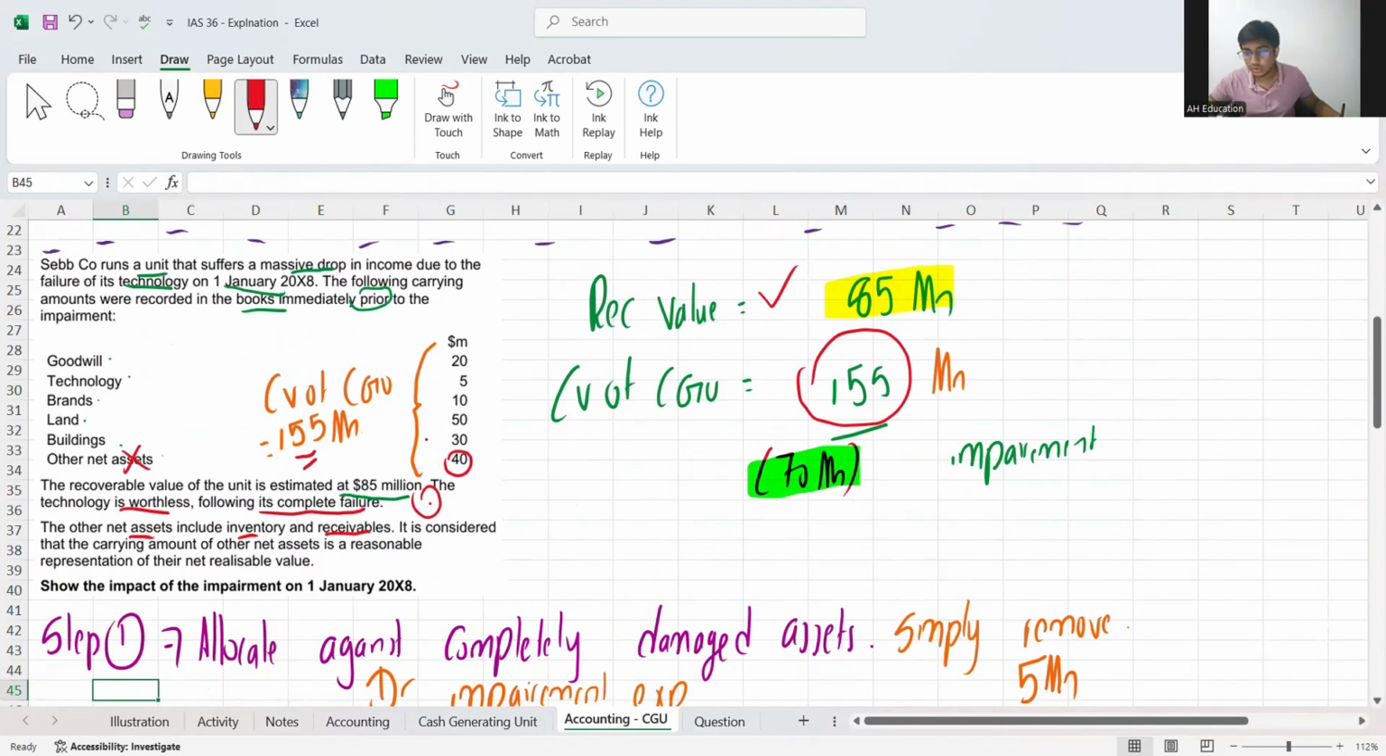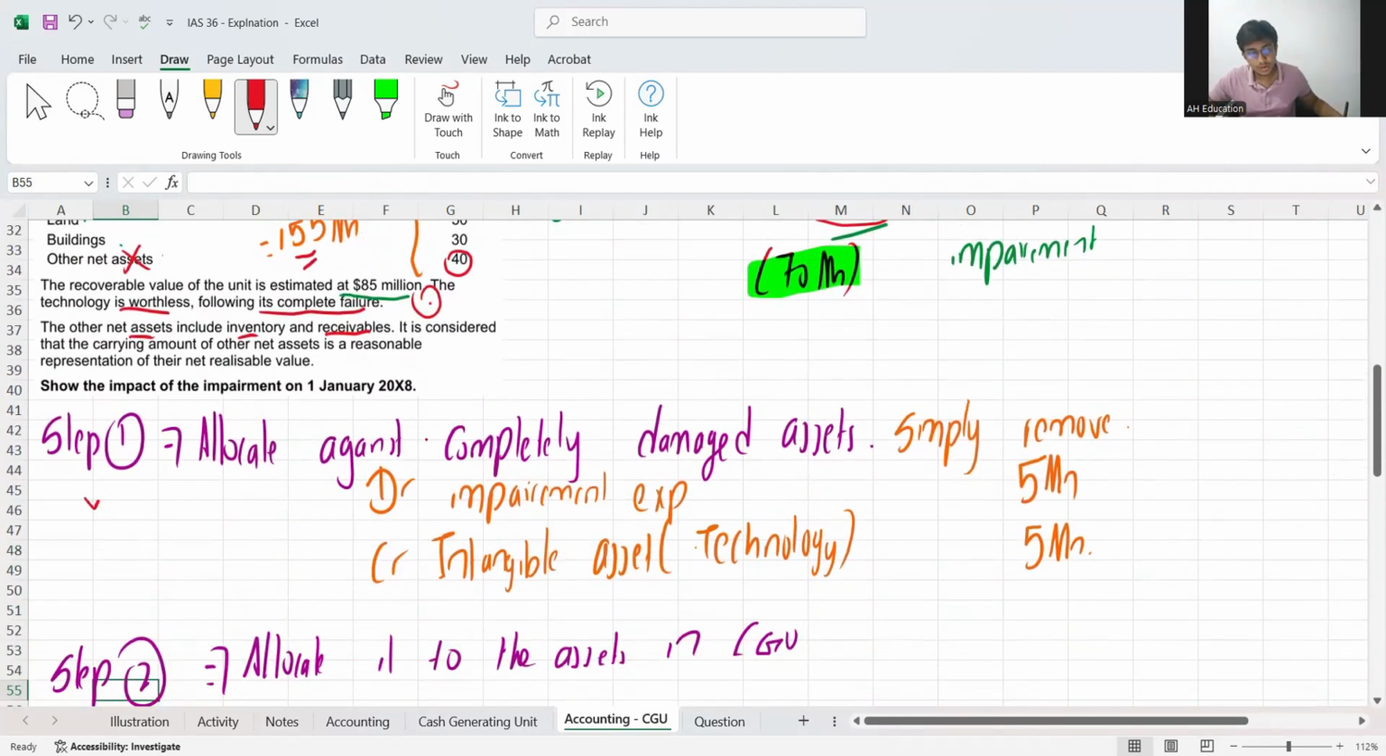Now, you can ask me, how am I going to allocate this 70 million across five assets, which are goodwill, technology, brand, land, and building? Other net assets is of course gone. You don't need to do it, because it's your current assets, which are never ever impaired.